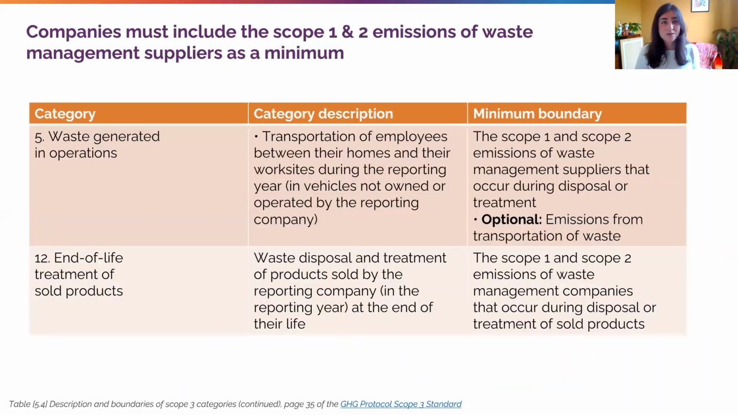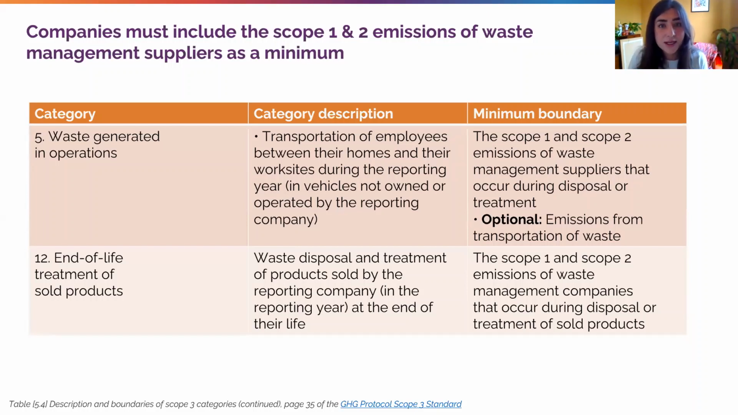Again, Steve already went into this, but you can find this table within the Greenhouse Gas Protocol. It's table 5.4. It's an extremely useful table for understanding what the minimum requirements are to include within your greenhouse gas footprint. So what we can really see here is that for companies who have waste generated in their operations or from their sold products, the minimum requirement is that companies would include the scope 1 and 2 emissions of the waste management suppliers for disposal or treatment of either their own waste or for products. So that's the minimum requirement that would be included within your footprint.